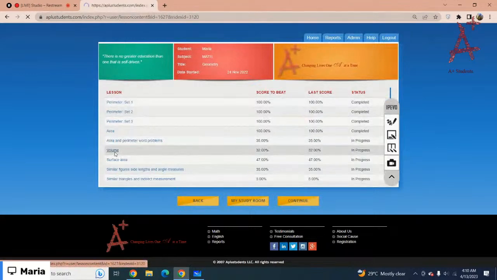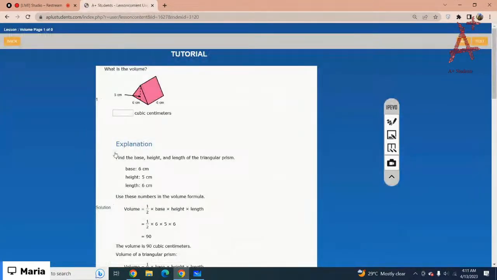We're going to start with the next chapter, that would be the volume. The next lesson, that would be the volume. So let's just start with the next lesson. What is the volume? You are given the triangular prism. You have to calculate the volume of the triangular prism.